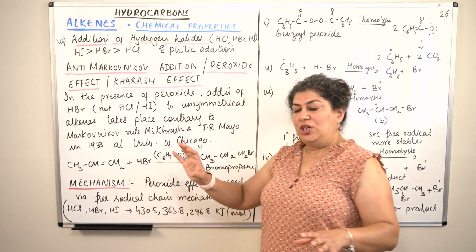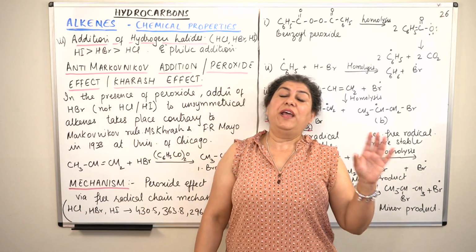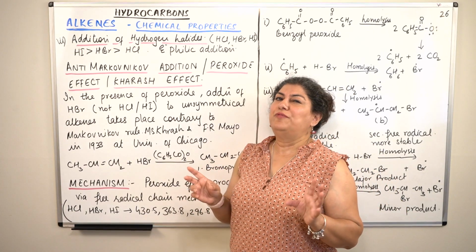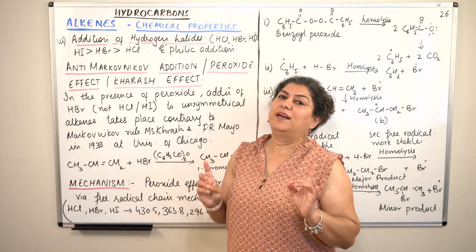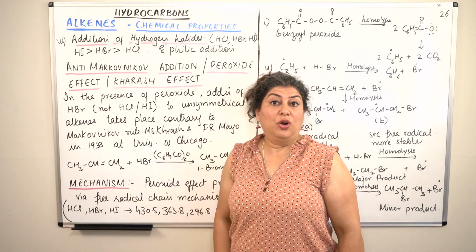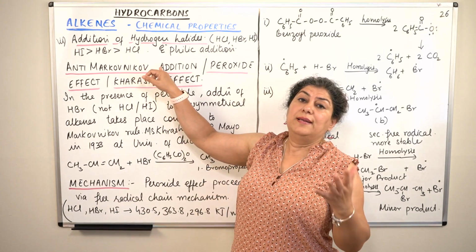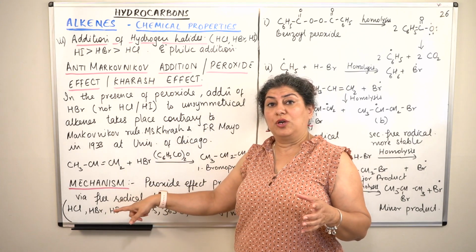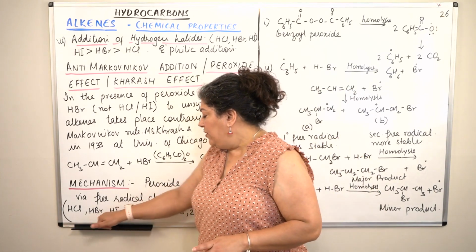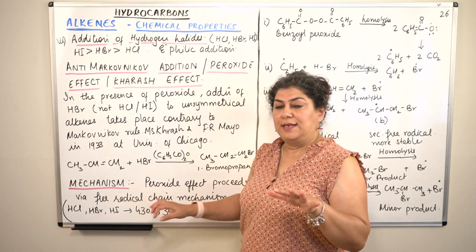Hydrogen is the most electropositive non-metal, and chlorine is a very electronegative non-metal. So when they break, they would prefer not to form free radicals. It would always be a heterolytic cleavage, not a homolytic cleavage. So free radicals would not be formed. If free radicals are not formed, they cannot follow the anti-Markovnikov addition, because anti-Markovnikov addition takes place by free radical mechanism.